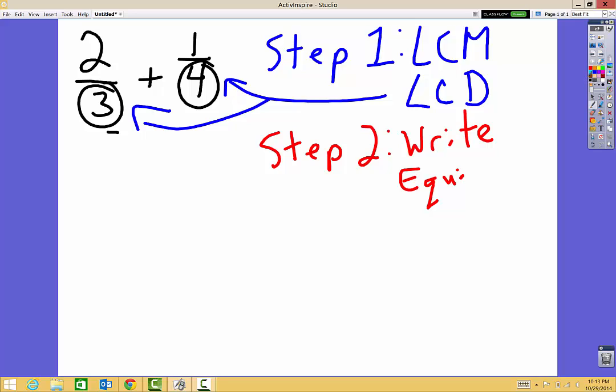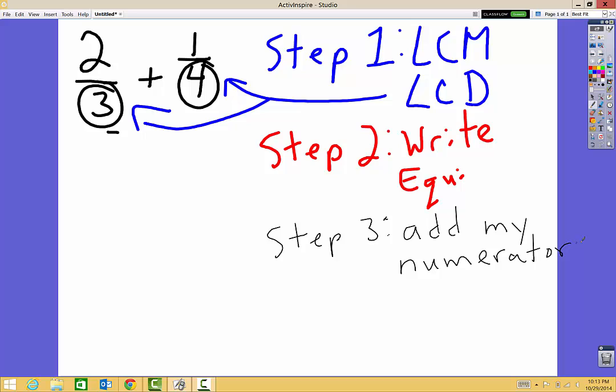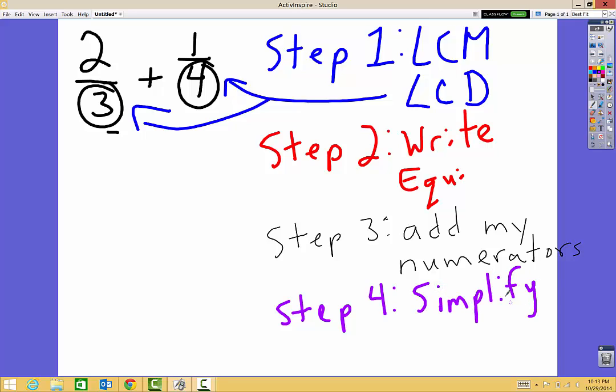Step number 3 is I add my numerators. And then, if applicable, meaning if it happens, I also need to, for step 4, simplify. Alright, and that is how we solve adding fractions with unlike denominators. It's going to be the exact same thing for subtracting fractions as well.